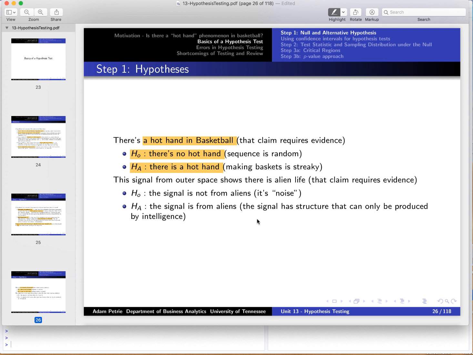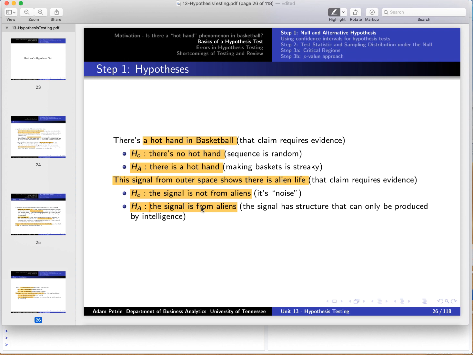Let's imagine we were interested in establishing whether or not a signal that we just collected from outer space shows that there's alien life out there. Well, obviously that claim requires a substantial amount of evidence, so the alternative hypothesis for this test would be that the signal is from aliens. The null hypothesis, the opposite of that, is that the signal is not from aliens, the other viewpoint of the world.